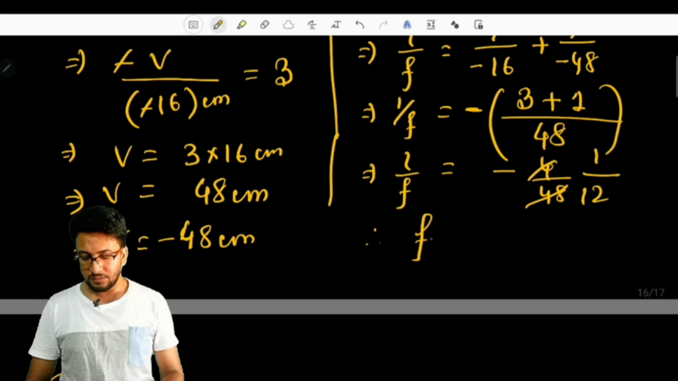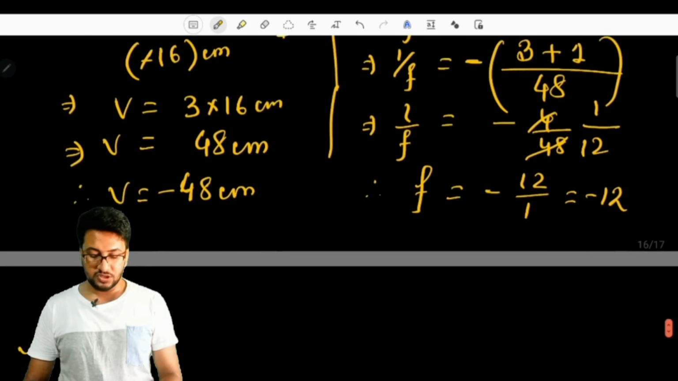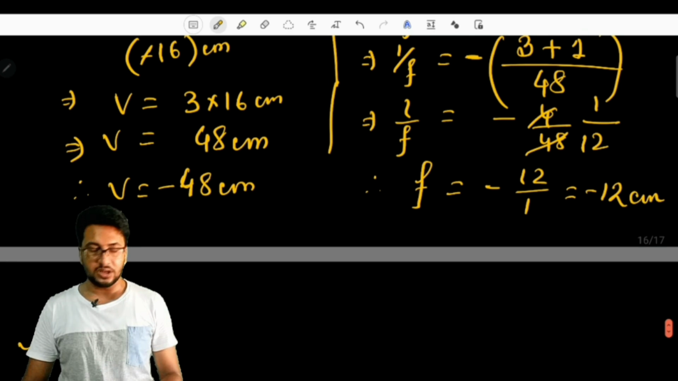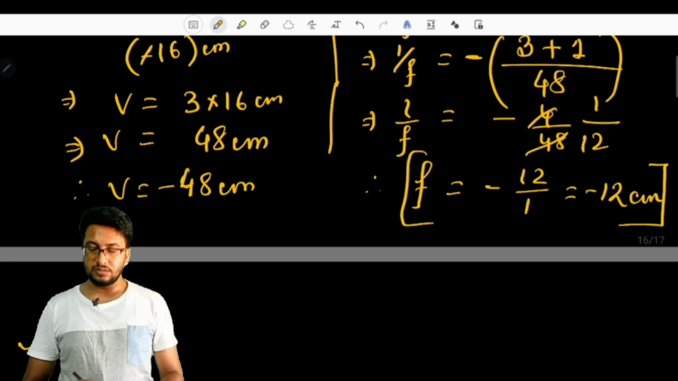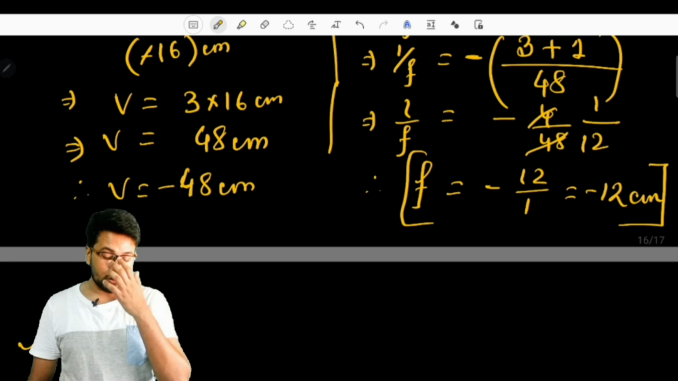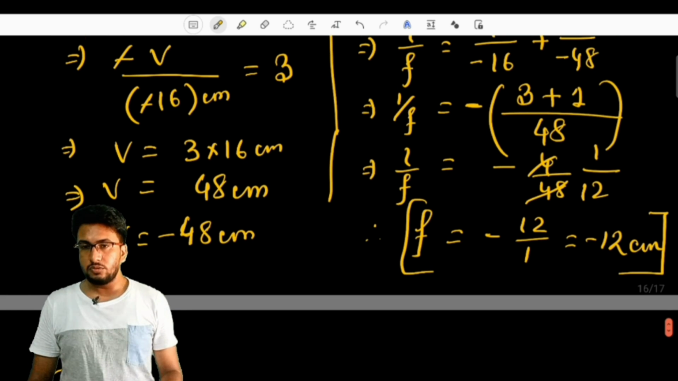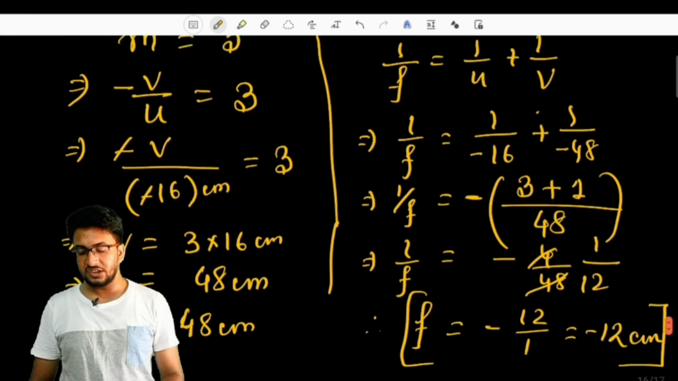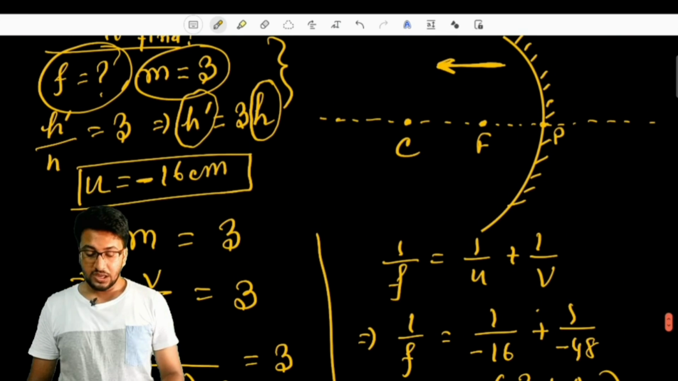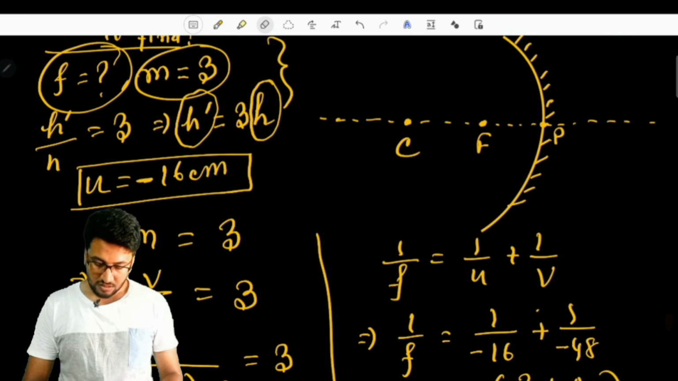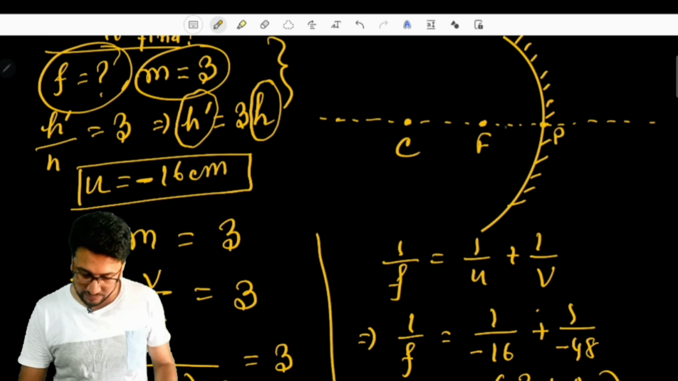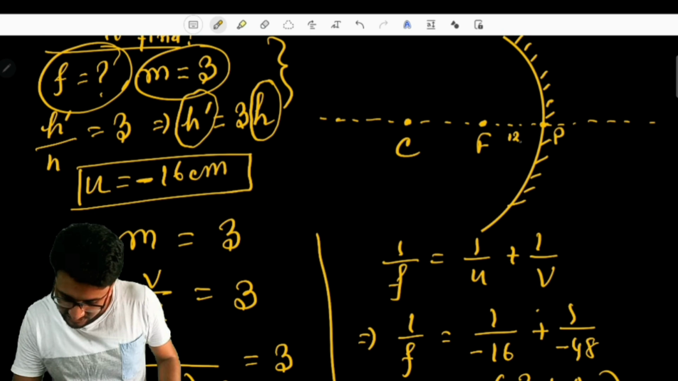So if we take the reciprocal of the focal length, it will be minus 12, and all these distances are measured in centimeters, so the unit of focal length will be centimeter only. So what is the focal length of the mirror? The focal length of the mirror will be minus 12 centimeter. That means the focal length is 12 centimeter.